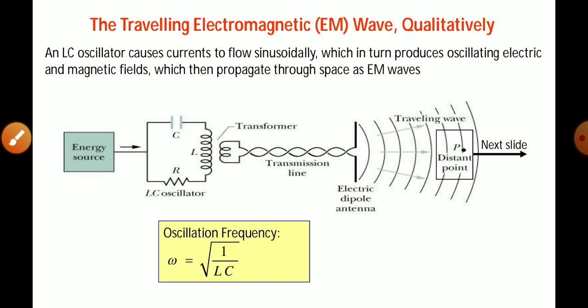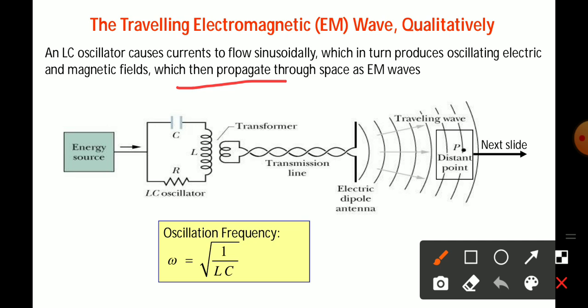When we talk about the traveling electromagnetic wave, at that time we should compare it with an LC oscillator circuit, where an LC oscillator causes the electric current to flow sinusoidally, which in turn produces an oscillating electric and magnetic field, which then propagate through space as an EM wave. Because electromagnetic means charged particles will be moving with acceleration. That means acceleration should be present there.